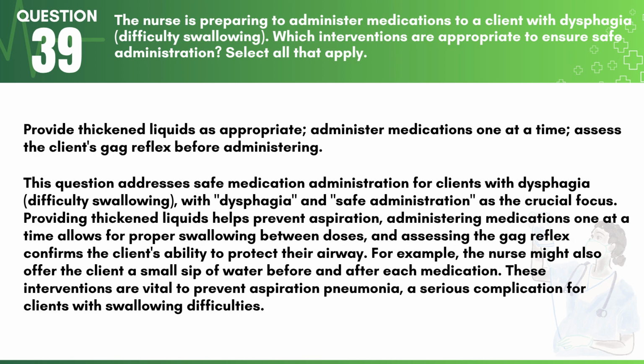Answer. Provide thickened liquids as appropriate, administer medications one at a time, assess the client's gag reflex before administering. This question addresses safe medication administration for clients with dysphagia, difficulty swallowing, with dysphagia and safe administration as the crucial focus. Providing thickened liquids helps prevent aspiration, administering medications one at a time allows for proper swallowing between doses, and assessing the gag reflex confirms the client's ability to protect their airway.